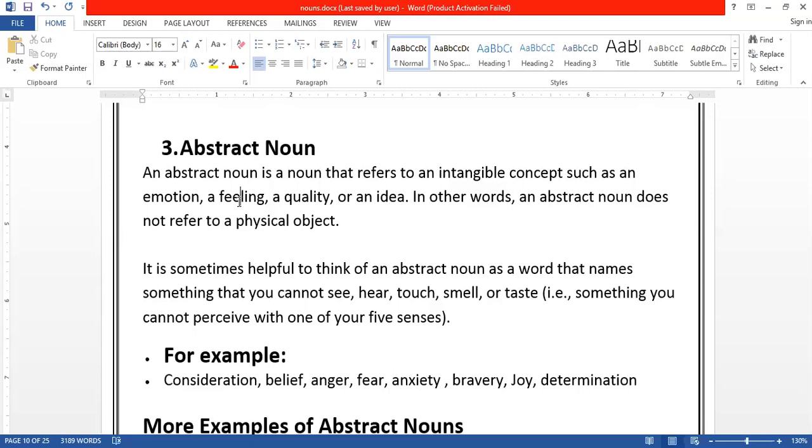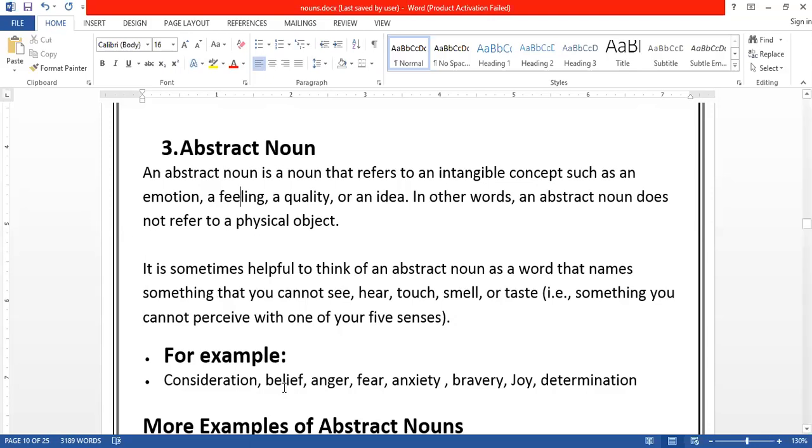A noun you cannot see, a noun you cannot touch, a noun you cannot smell, a noun you cannot taste. So what I mean is that abstract nouns are those nouns that you cannot see, touch, smell, or taste. Clear? Something you cannot perceive with one of your five senses, we call abstract nouns.